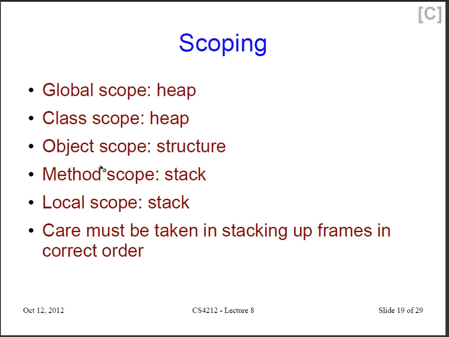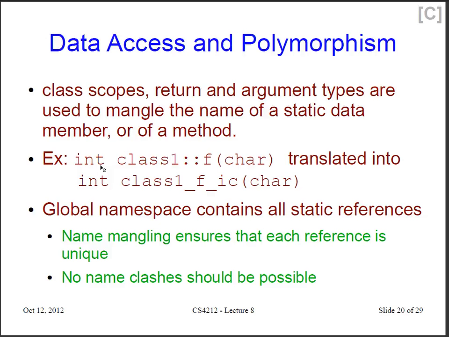There's an object scope, which is essentially similar to a structure. So whenever we want to simulate objects in C, we would do that via structures. And then a method is similar to a function, so the method scope should be implemented on the stack. There's local scope, right? The one that is created by opening a curly brace, so that is also in the stack. And obviously, as with C, there's no difference there. We have to stack up the frames in correct order. So we're going to have activation records for every method.